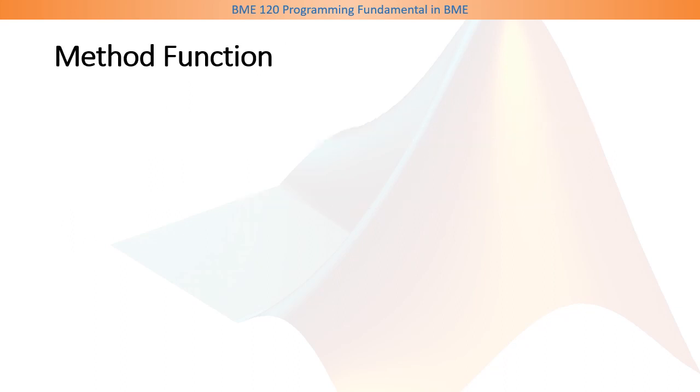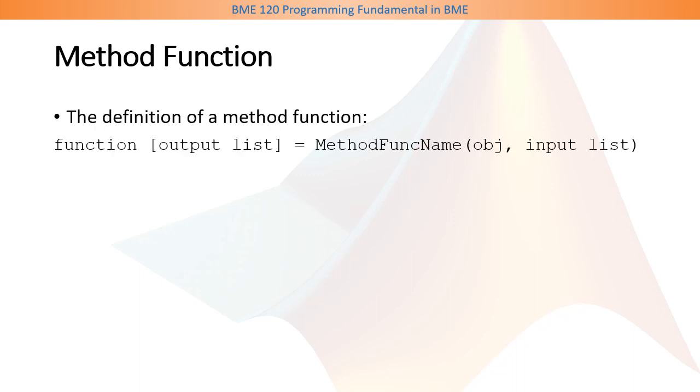The definition of a method function is very similar to a regular function. Here is the example. It starts with a keyword function, followed by the output argument list in a bracket, and then the equal sign, then the method name. The only difference here is that the first input must be the data object to which the method belongs, and then followed by the input argument list.